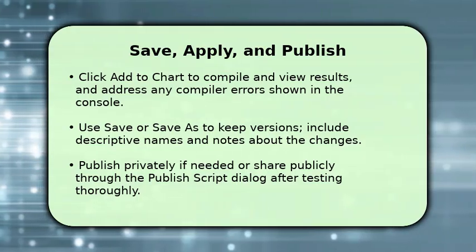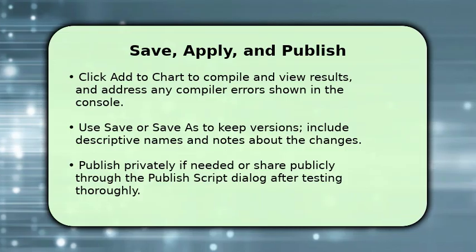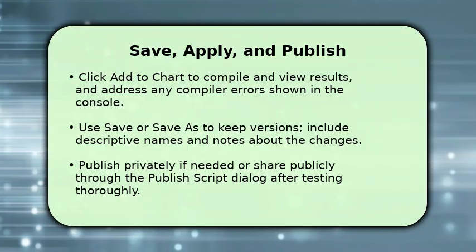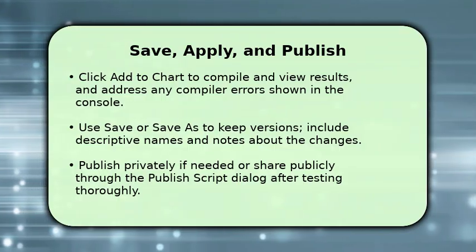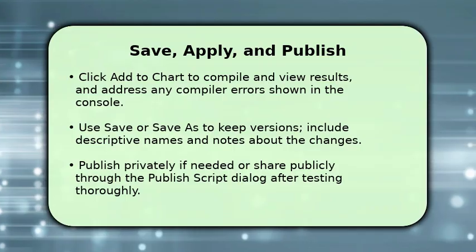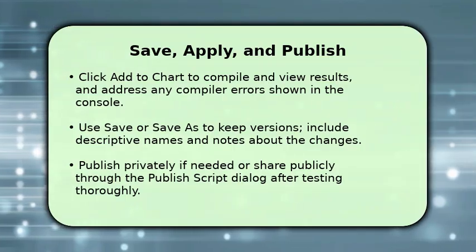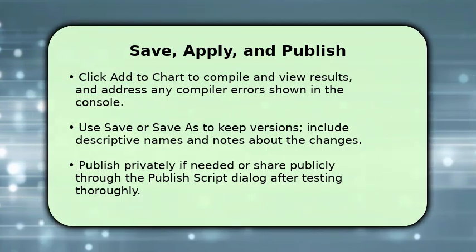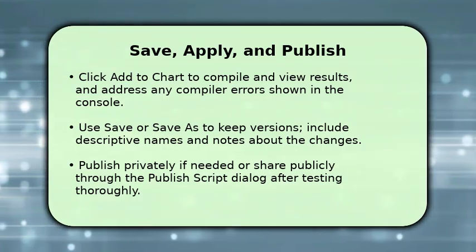Use Save or Save as to create named versions, adding notes about what changed so you can roll back or compare. When satisfied, use Publish Script to share publicly or choose Publish privately for personal use. Always test across multiple symbols and timeframes before publishing to ensure stability and correct behavior.